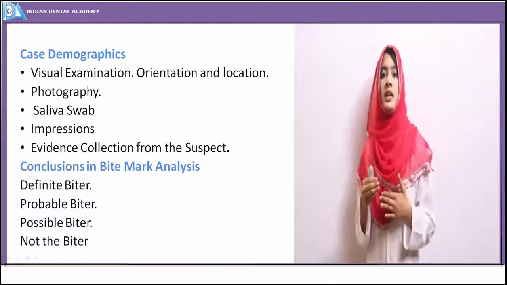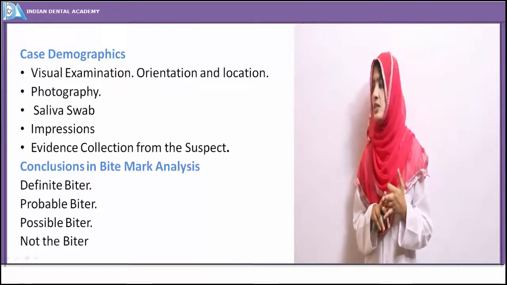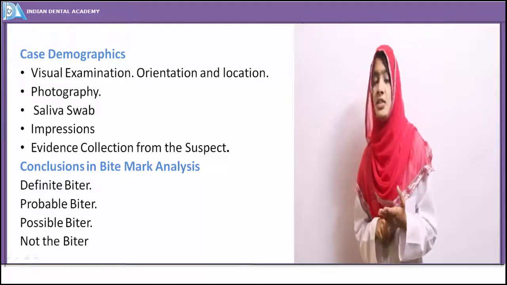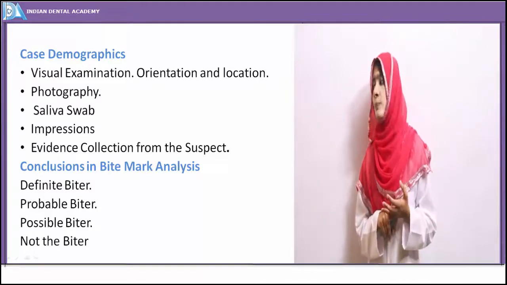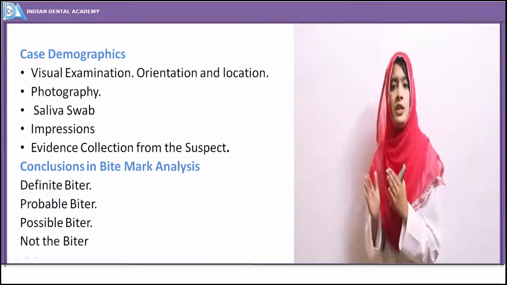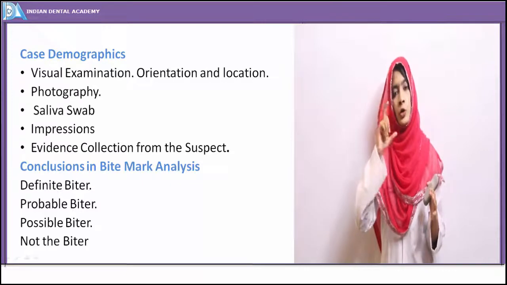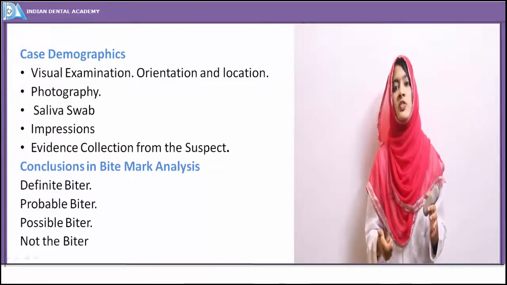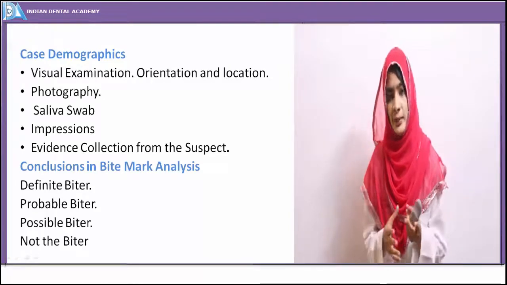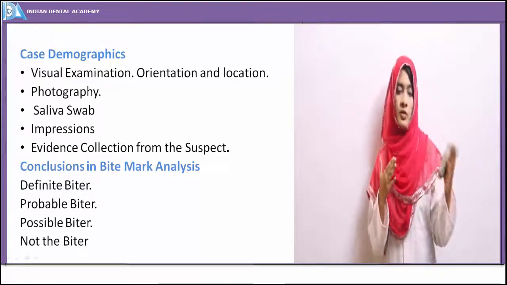So while evaluating a case of bite mark, you first carry out the following procedure. The visual examination is done, photography, saliva swab is done, impressions of the tissue are collected. So thus evidence is collected from the victim, and it is examined and compared with the suspect. If you suspect any individual of causing the injury to the victim, you collect the photographs, impressions, casts and molds of the individual, everything is taken, and now you carry out a comparison between the evidence collected from the victim and the suspect.